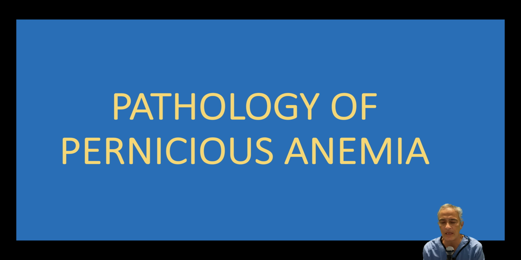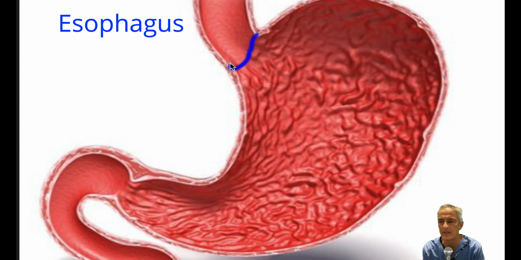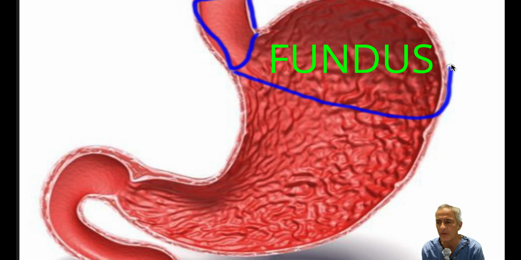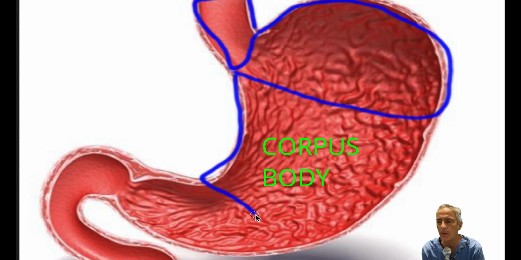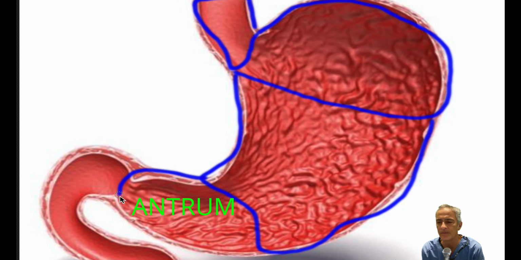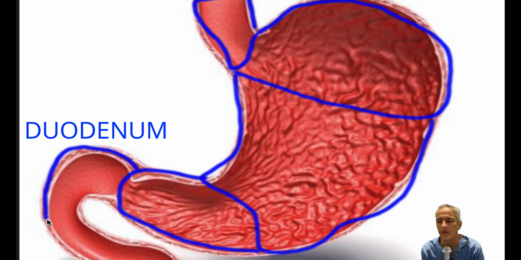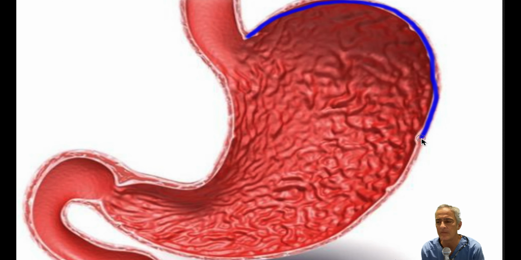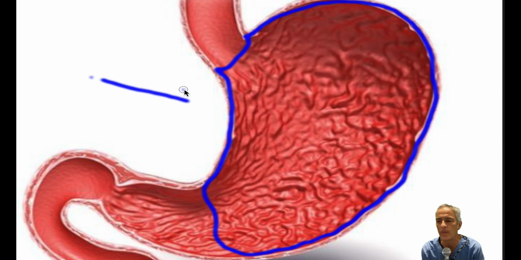Pathology of pernicious anemia. Let's review the anatomy first. The esophagus connects with the upper portion of the stomach, the fundus. The middle portion is the corpus or the body, and the distal portion is the antrum, connecting with the small bowel, the duodenum. For practical purposes, the fundus and the body, we can call the fundocorporal region.